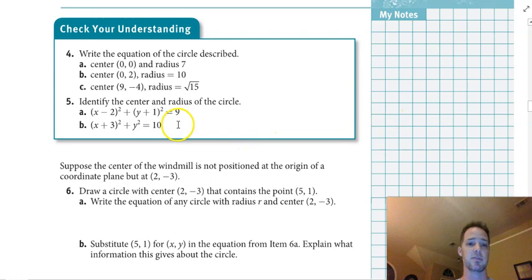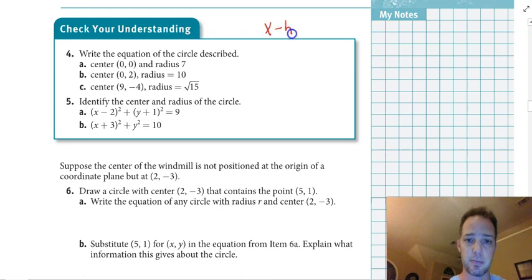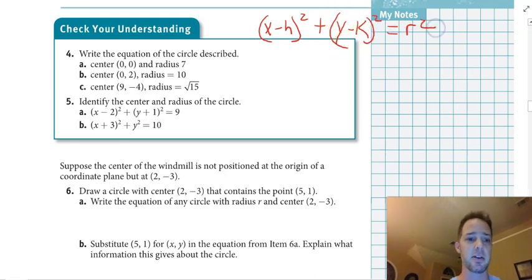Write the equation of a circle described. Pause here and see if you can both write the equation and identify the center and radius based on some information. All right, now that you've given yourself a moment to try questions 4 and 5, let's investigate. So we know the general form of the equation, x minus h squared plus y minus k squared equals r squared. All you have to do is plug in. So for this one, I get x minus 0 squared plus y minus 0 squared equals 7 squared, or you could put 49 on there.